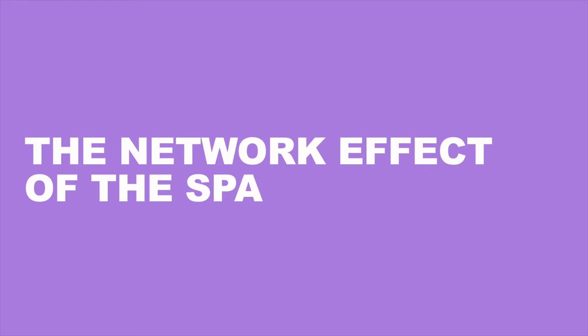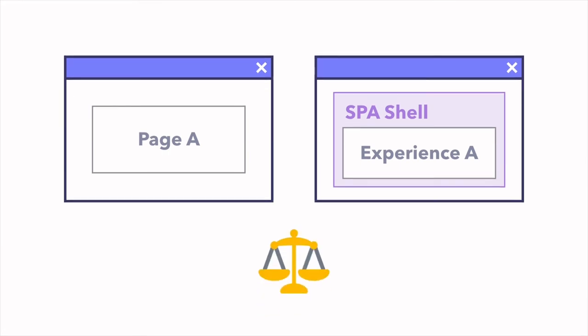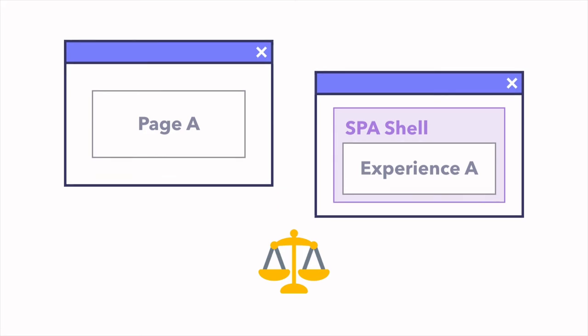The second thing that I would like to talk about is the network effect of SBAs. That's an interesting one. So I think we have established that when transitioning between pages, an SBA is faster than a non-SBA. But for the initial page load, SBAs are often a little bit more heavy than non-SBAs. So you pay a little bit of a price at the initial page load.